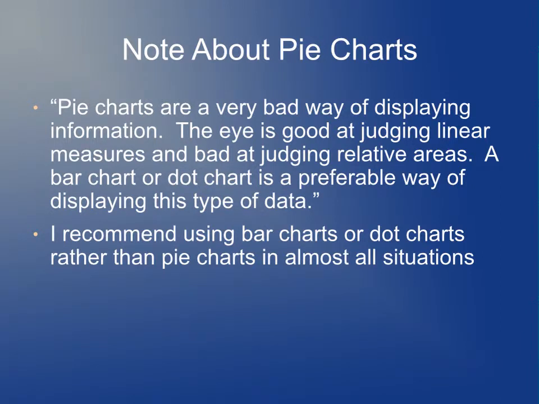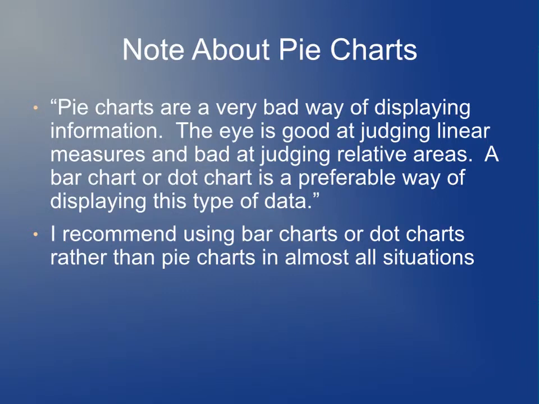It says pie charts are a very bad way of displaying information. The eye is good at judging linear measures and bad at judging relative areas. A bar chart or dot chart is a preferable way of displaying this type of data. In my opinion, if your objective is to provide a good illustration of your data, I will stop just short of saying never use pie charts, because bar charts and dot charts are almost always more informative.